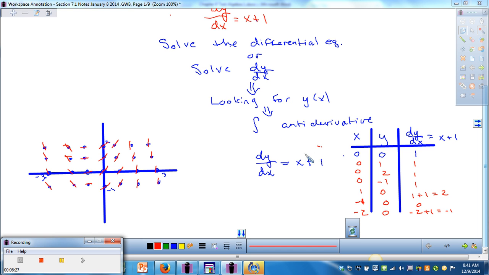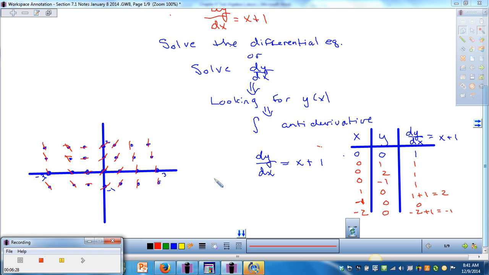So our differential equation was x plus 1. If we took the antiderivative, we'd have x squared over 2 plus x plus c. So it makes sense that we get kind of a parabola shape. Now, if you don't see it, let me give you a few points. So what you're looking at is the general solution.